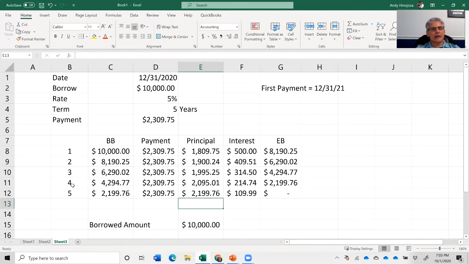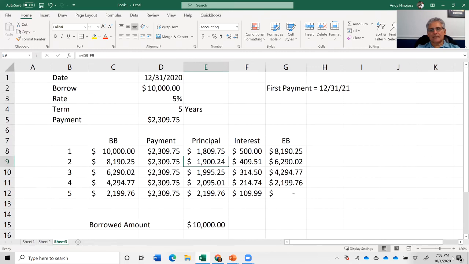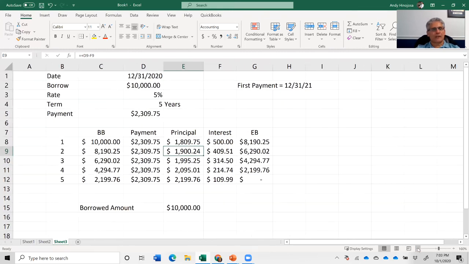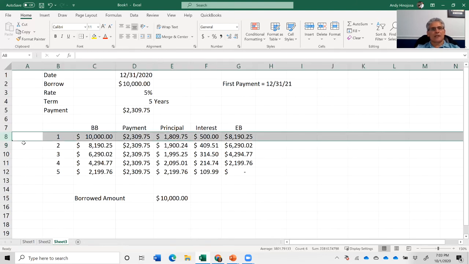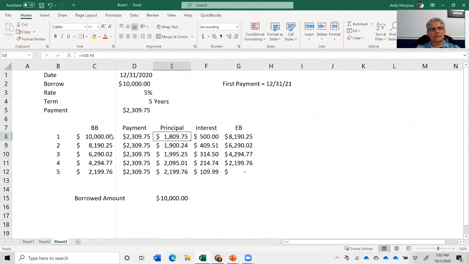So because this is for 5 years, your first inclination is to think, okay, this is all long-term. But technically, not all of it is long-term. The portion of the principal that's due within a year is actually considered short-term. Just the principal amount, not the total payment. The total payment that you're going to be making at 12/31/2021 is $2,309.75. But of that total payment, $1,809.75 is considered to be principal, and that's due within 1 year.